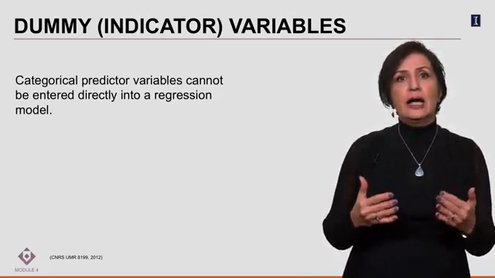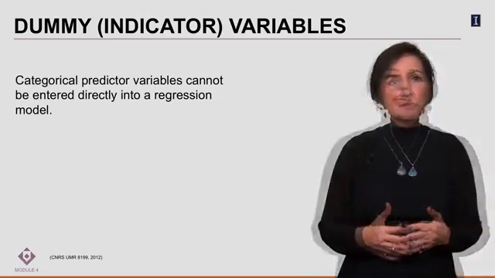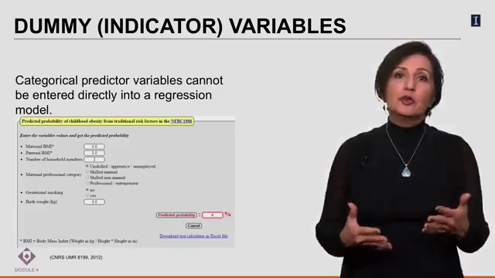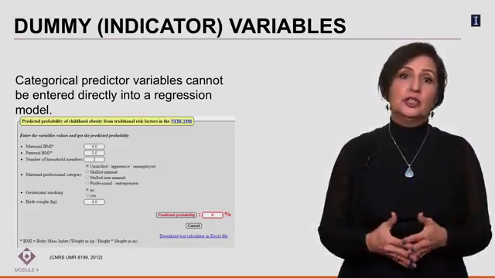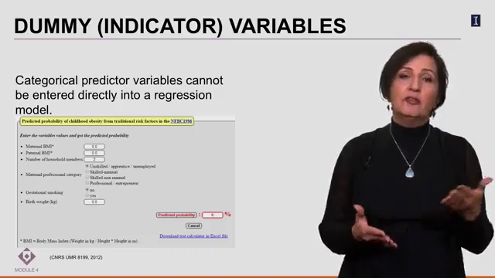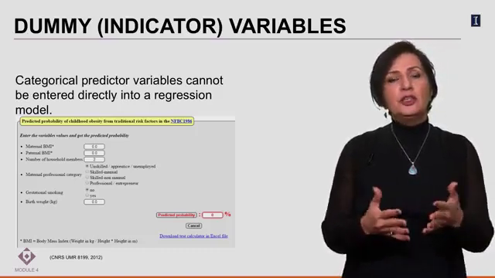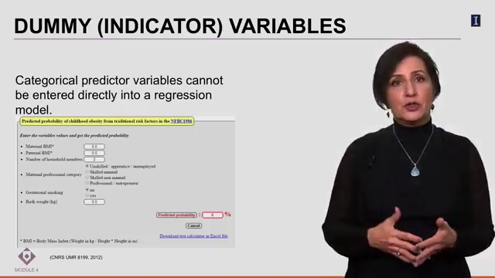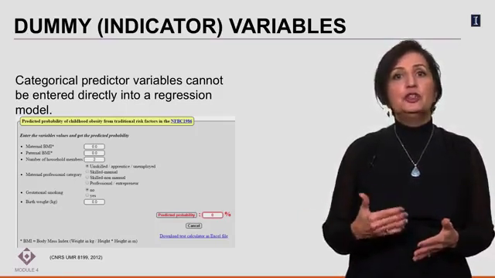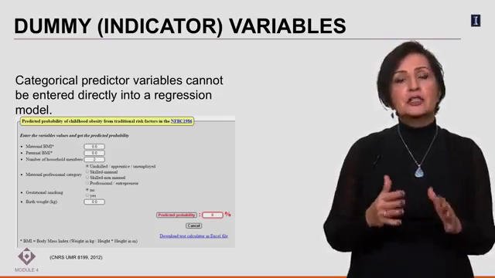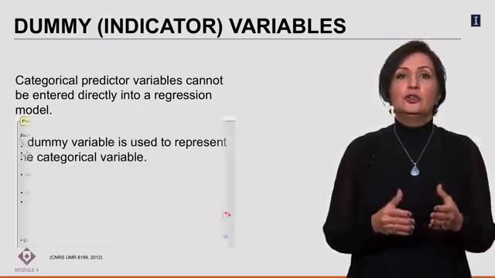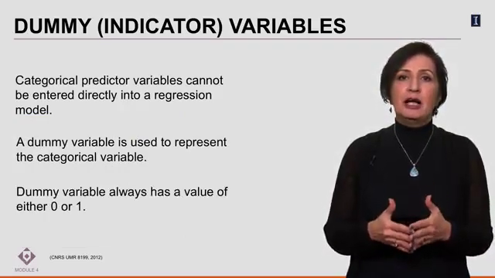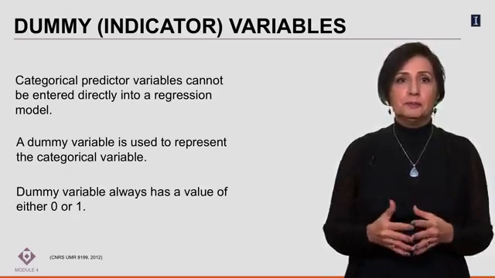Let's take a look at the obesity calculator again. I shared this with you in the last lesson. In this study, they had several categorical variables, such as gestational smoking, which could take on a value of yes or no, or the maternal professional category, which could be one of the 4 given choices. These variables first need to be coded such that their meaning is represented by a number. To do this, we create a dummy variable. A dummy variable always has a value of either 0 or 1.